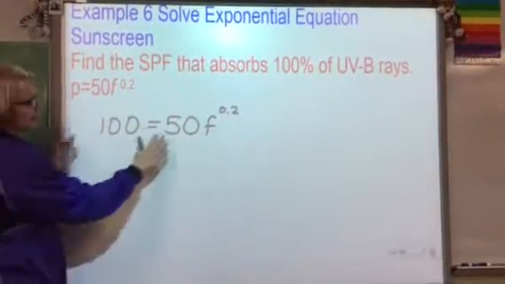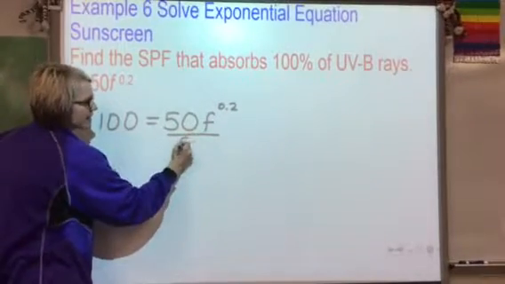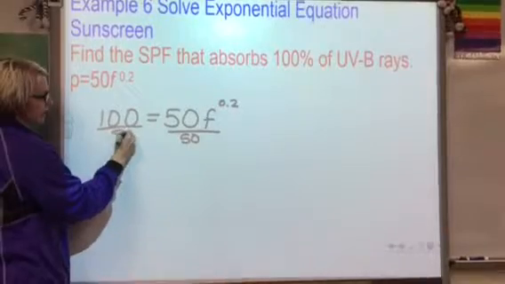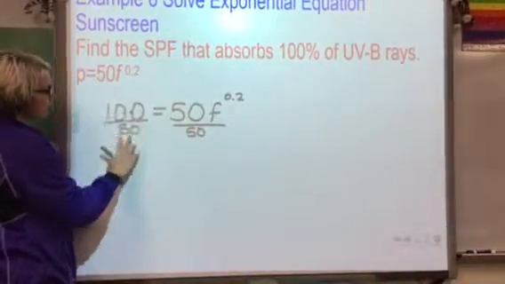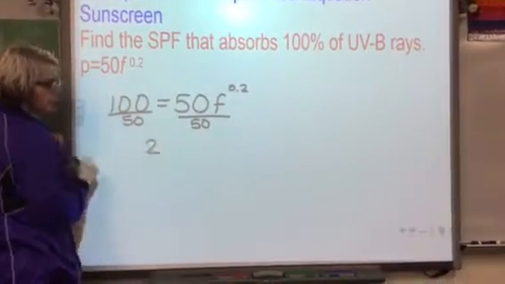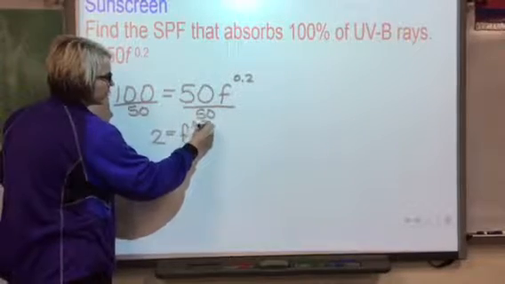So to simplify this down here, we really want to get rid of this 50. So if we divide this side by 50, we also have to divide this side by 50 because that's a multiplication relationship. That's why we divide. So 100 divided by 50 is 2. And we have 2 equal to F to the power of 0.2.